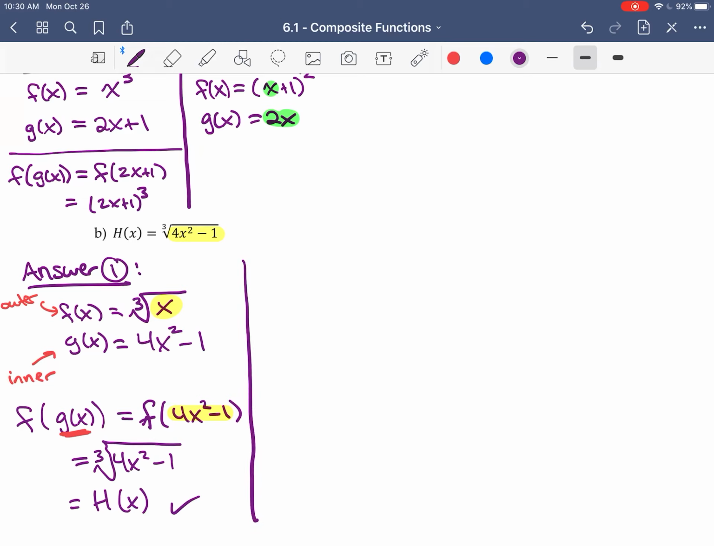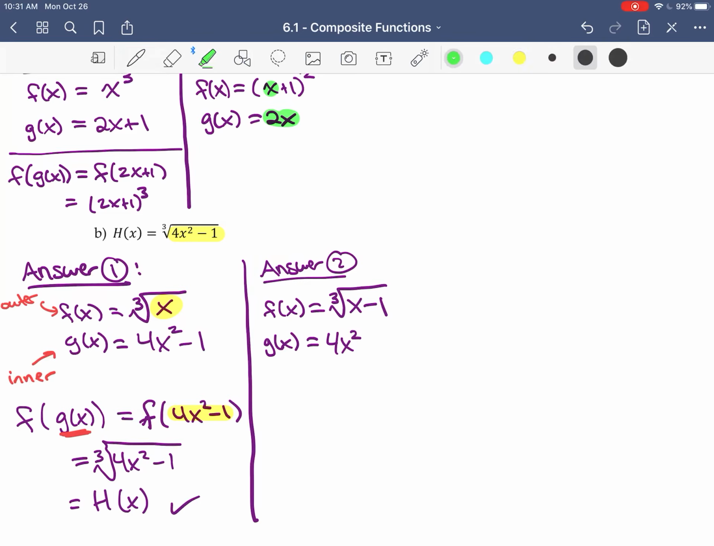Okay, now another different way you could do this. So let's again take f of x and g of x. I'm not going to expand it out this time, but instead I could take g of x to be just the 4x squared. Okay, and then f is going to look like the cube root of x minus 1. Okay, so for this one, this is the part that I took. That's my g of x, so that's where I want to replace that bit with just x.